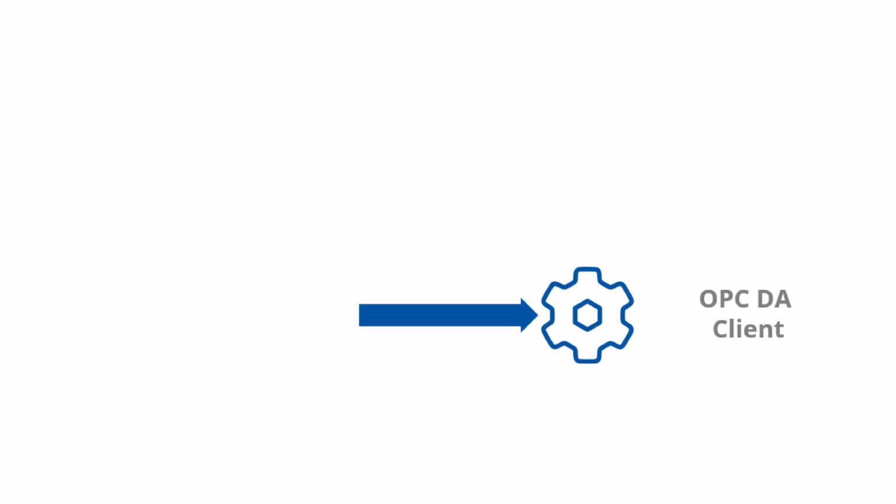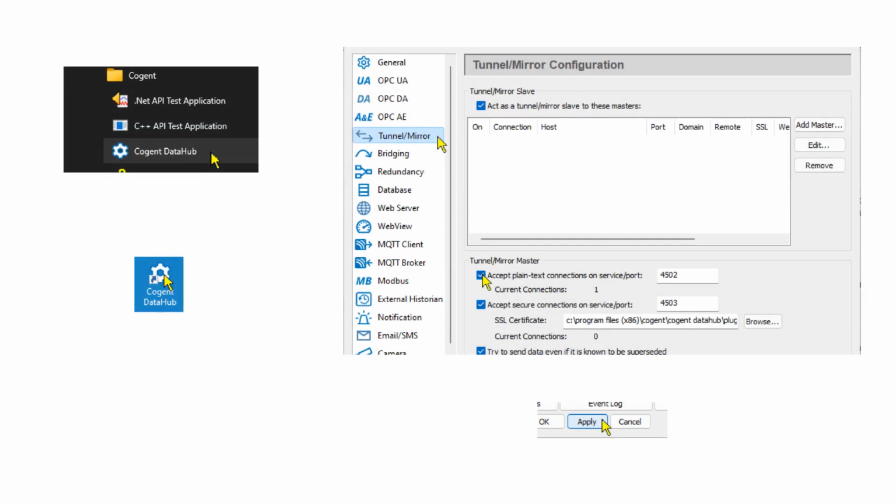We will start with the DataHub instance on the OPC DA client machine by configuring it as a tunnel master. On the OPC client computer, start the DataHub, and from the Properties window, select the tunnel/mirror option. Make sure Accept Plain Text Connections is configured for port 4502. That port must be opened on this computer to make the connection, but no firewall ports need to be open on the OPC server computer.